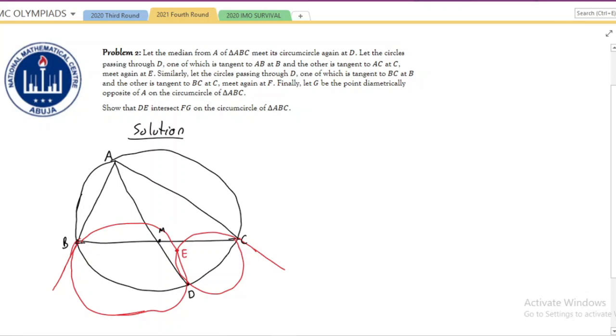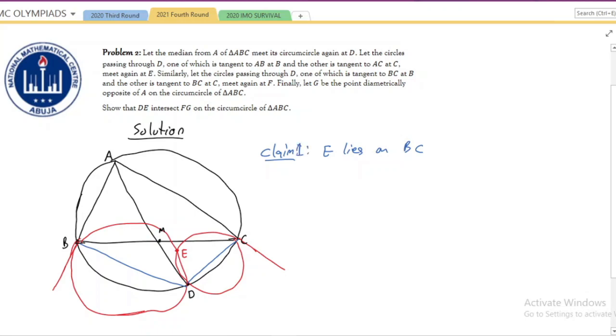There are some other elements that we have, but before I move on, I'm just going to prove something about E that will be crucial for this solution. Okay, so from this diagram, we have D lying on the circle. So what we're going to prove here is that E lies on BC. So that's the first claim. So let's call that claim 1.